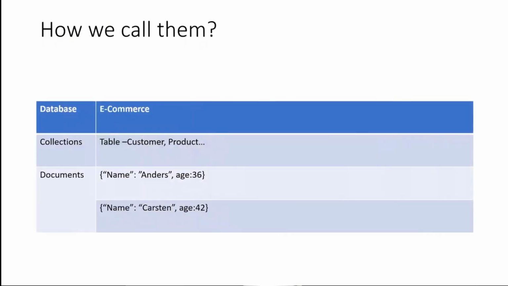Now, how we call them is a bit different from what you call in SQL, but in the NoSQL world the database name remains the same. We still call it a database. But whatever we call a table, in NoSQL we call a collection. And MongoDB is a document database, because NoSQL can have different types of databases as well. The record inside the table, or the collection in NoSQL, is called a document. So instead of a table you have a collection, and instead of records you have documents.